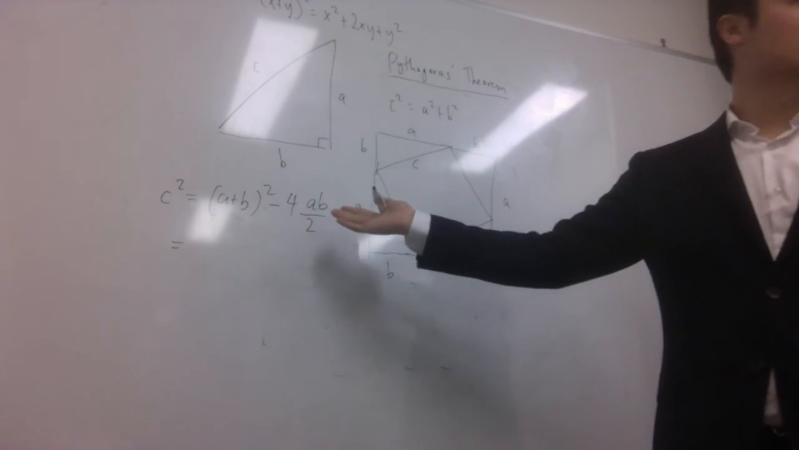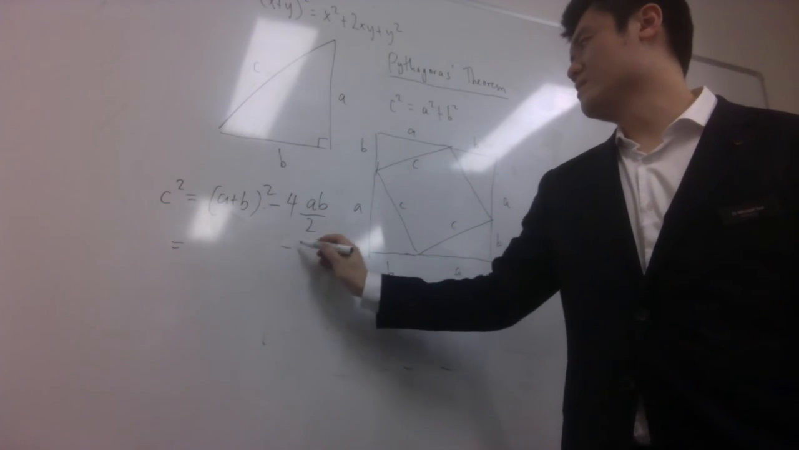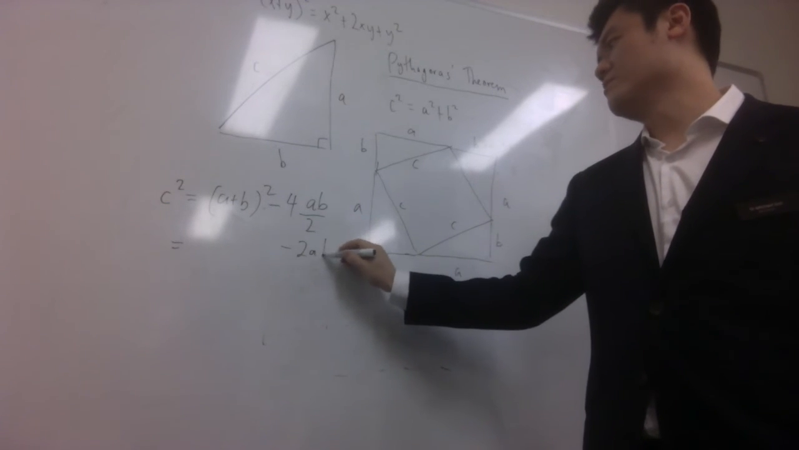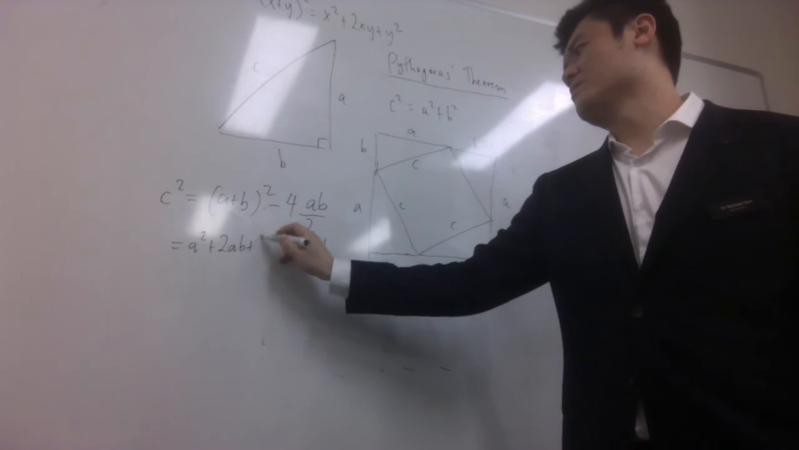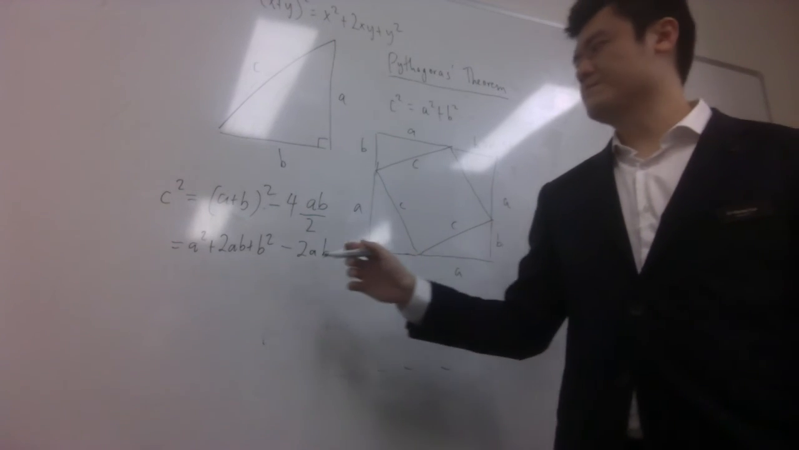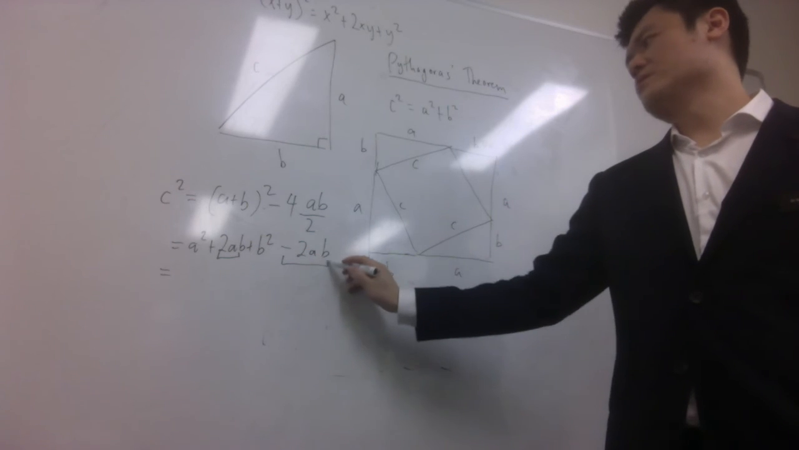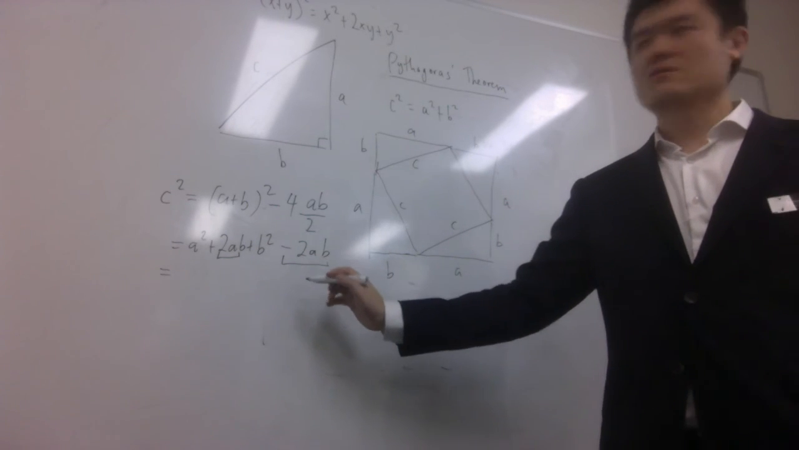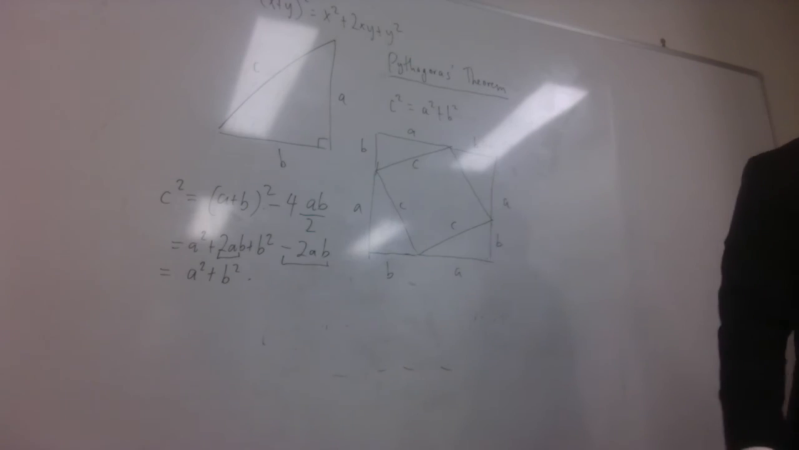And then you can do the algebra here that you said you know how to do, yeah? So this becomes minus 2ab, that's the 4 on 2 part. And this part becomes a squared plus 2ab plus b squared, which you said you knew, right? Okay. And so what happens is when you collect the like terms, these two cancel. And you get a squared plus b squared. Okay?